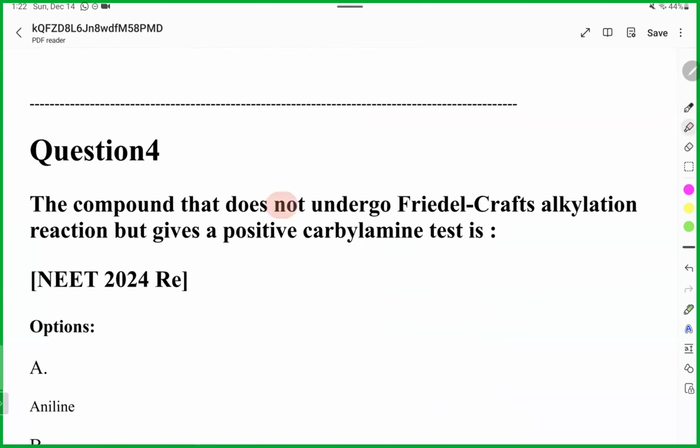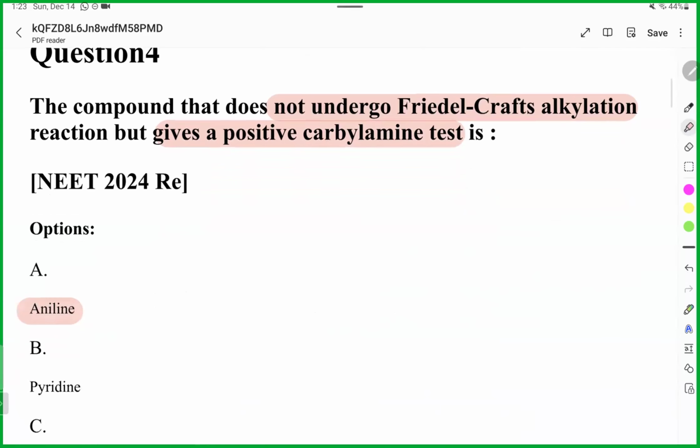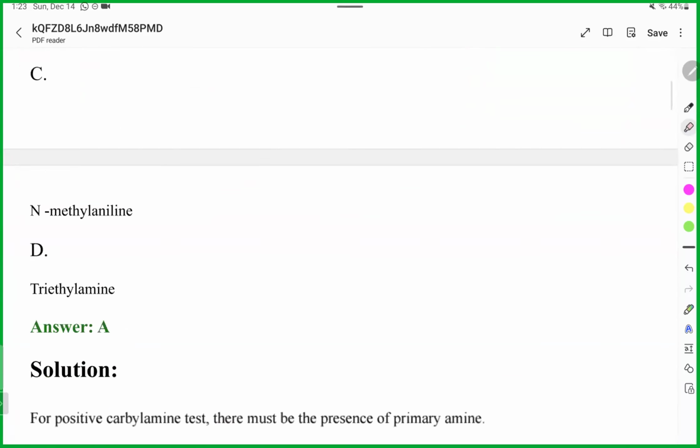Which compound does not give Friedel-Crafts alkylation but gives a positive carbylamine test? Aniline. Correct.